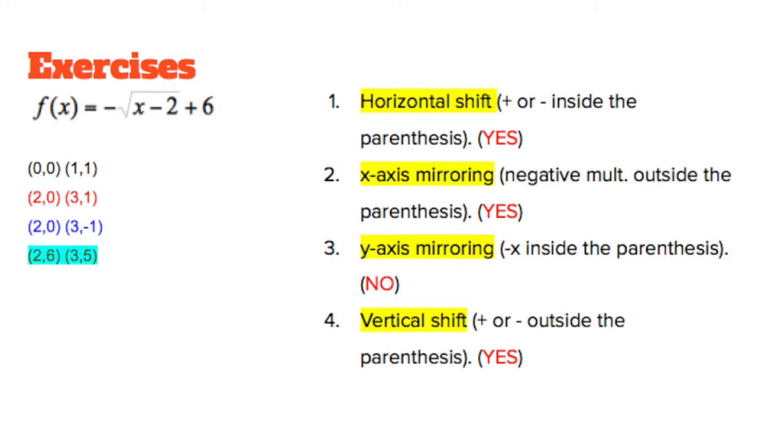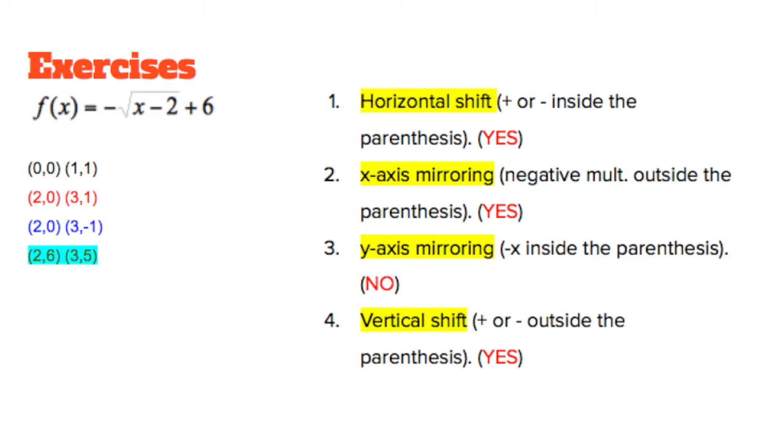Let's graph f of x equals -square root of (x minus 2) plus 6. Now what we have to do is, first we have to see if there is any horizontal shift. So yes, there is a -2 inside the parentheses, so that means that you have to add 2 to the x coordinates, and you will have to move your graph to the right. Now let's see if there is any negative multiplication outside the parentheses, and well, in fact there is one, so that means we'll have an x-axis mirroring.